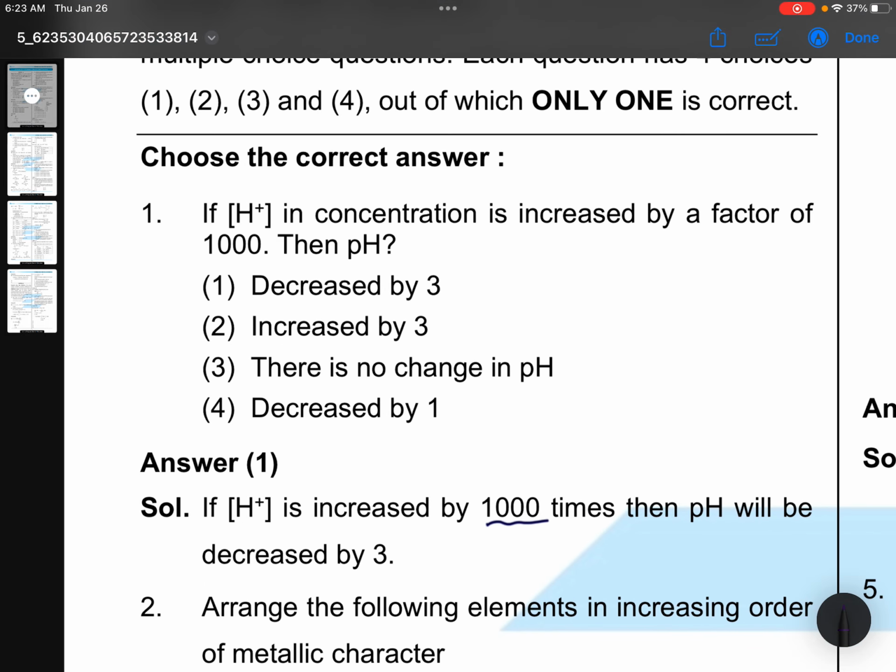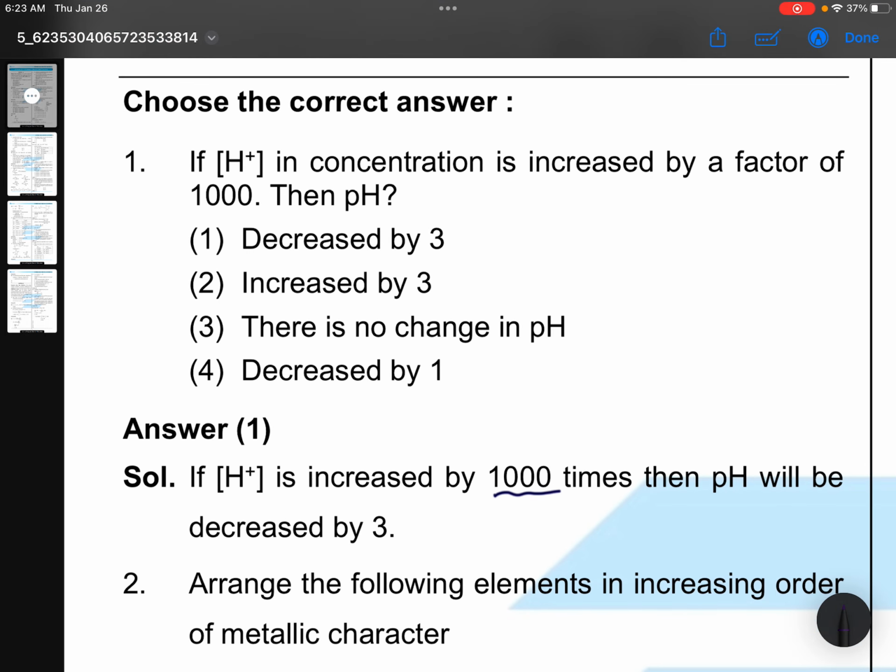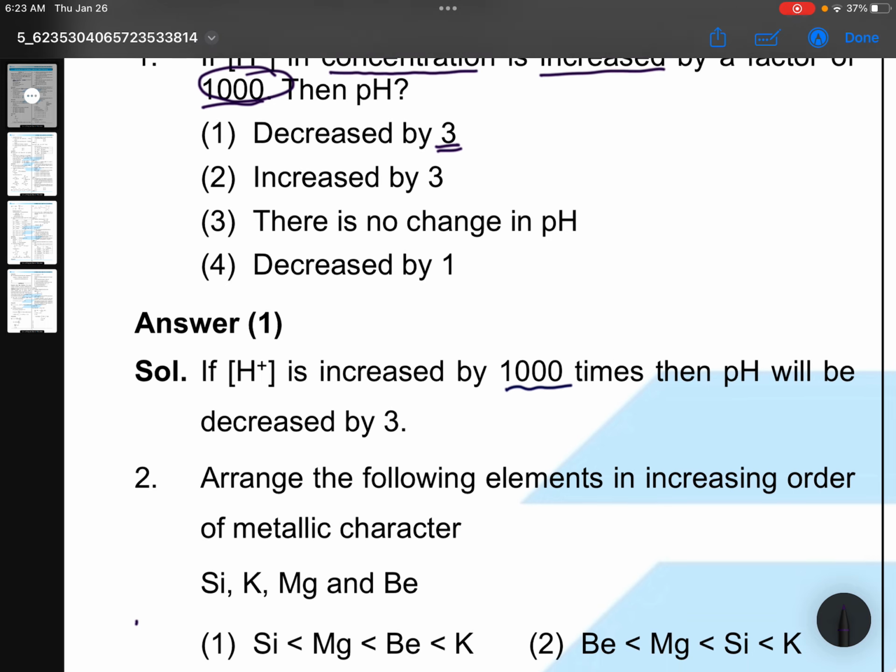Here are the questions. If H plus ion concentration is increased by a factor of 1000: whenever the dilution increases by 10 times, pH increases by 1 unit. Whenever the concentration increases by 10 times, the pH decreases by 1 unit. 1000 times means it will be by 3.